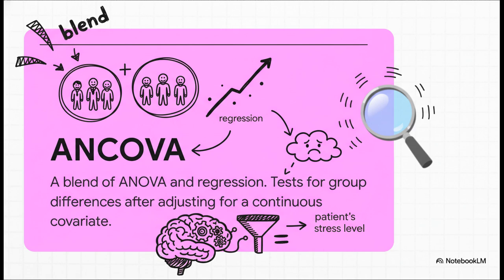And this is where Ancova comes to the rescue. It's this brilliant hybrid of Anova and regression. It lets us do our Anova, but at the same time, it controls for a continuous variable, which we call a covariate. In our case, that's the patient's stress level. It basically, statistically, removes the effect of stress from the equation so we can see what's left.